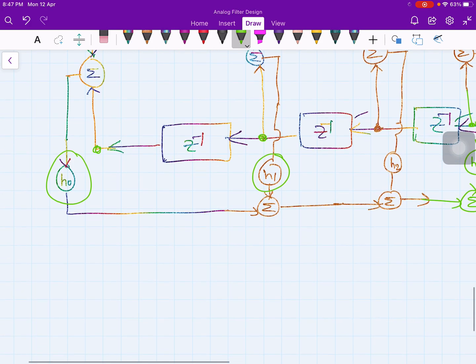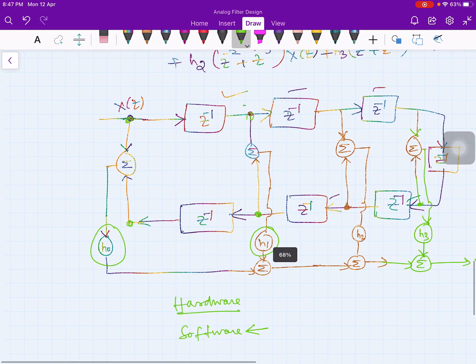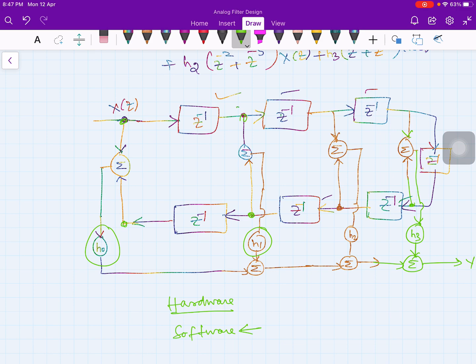That's it. Okay, it shows not only the hardware structure, but also it shows the software structure. I mean, when I say software structure, it means how to write the program. So this diagram will indicate to you the successive steps in the algorithm, how to write the program in the software. And therefore this discipline is important.